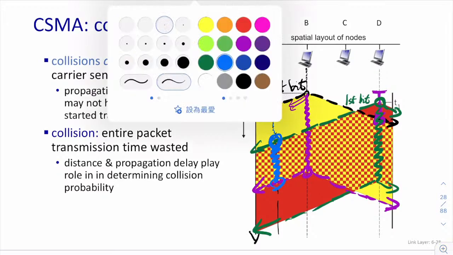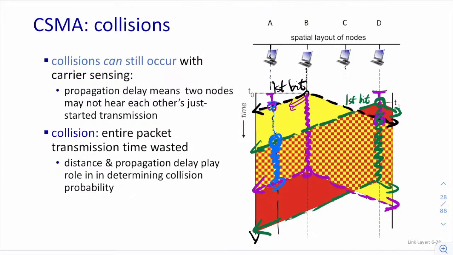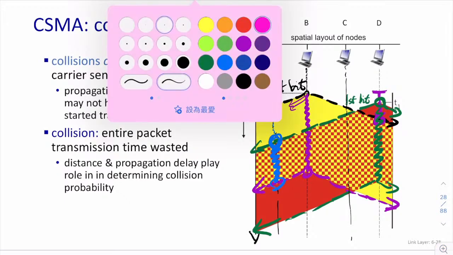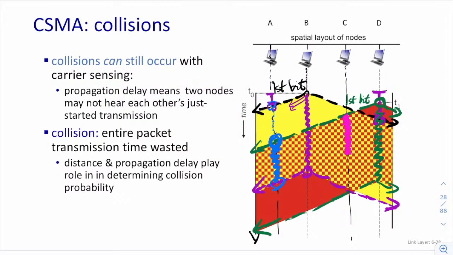Okay, and again, if you take a look at C, you draw a line for C. C will sense the collision right here. And of course, B and D will sense the collision as well. So that means even if you apply the carrier sense mechanism, due to propagation delay, it is still possible that those nodes will have a collision.